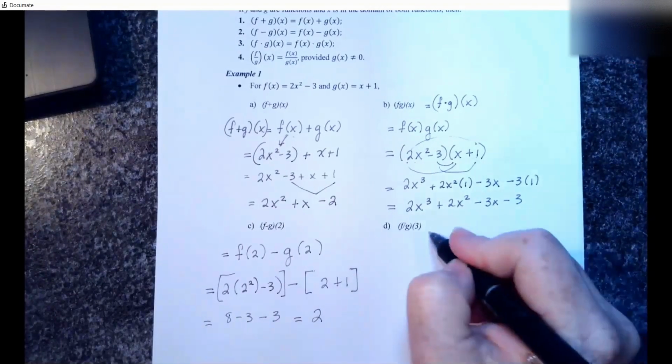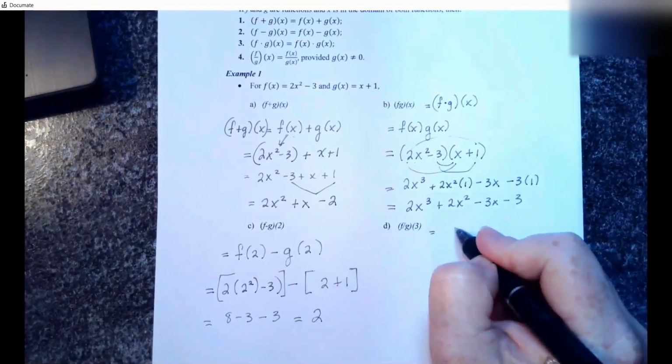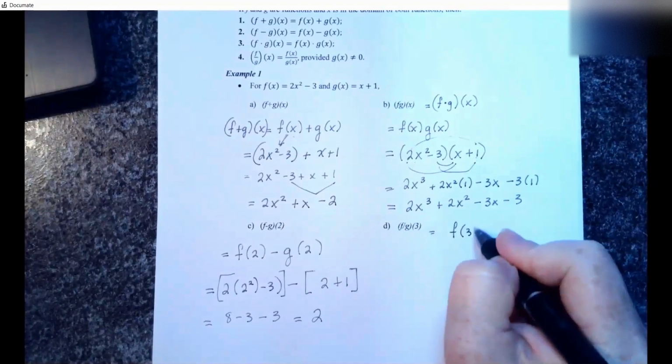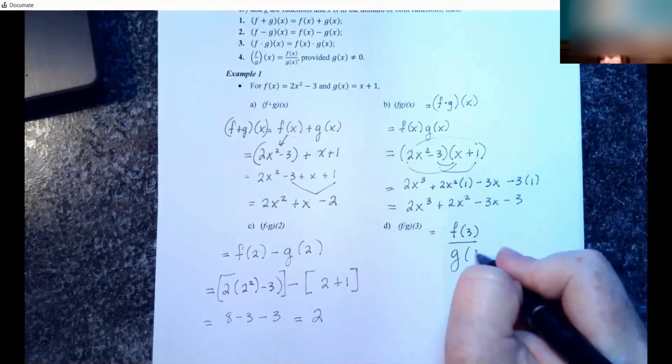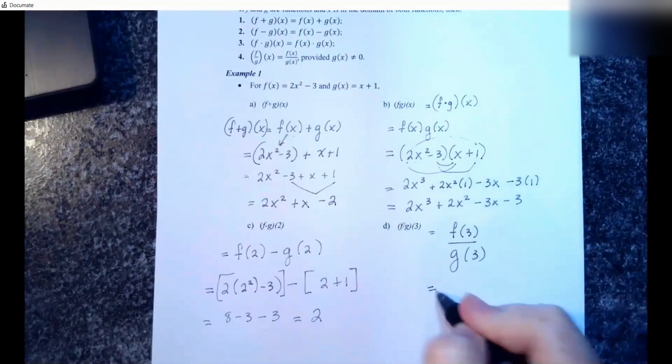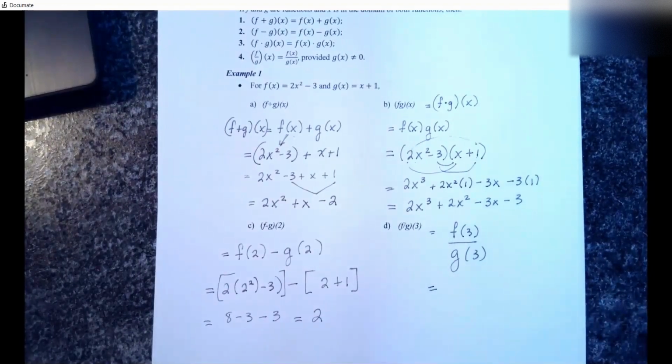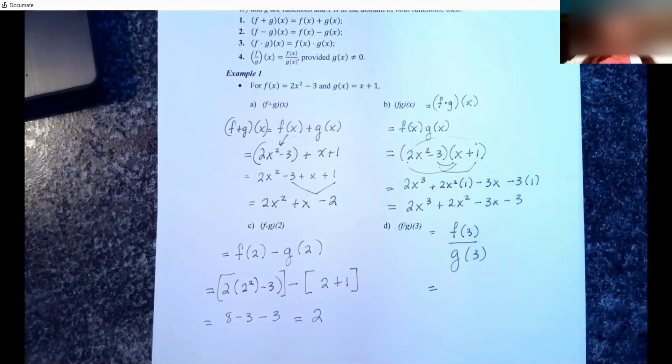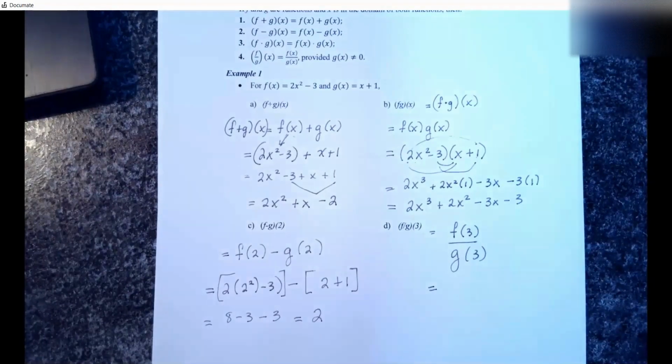And then f divided by g of 3 would be f of 3 divided by g of 3. For those two particular functions, I want you guys to try that for a second. Give you about a minute to see if you can get an answer for f of 3 divided by g of 3.